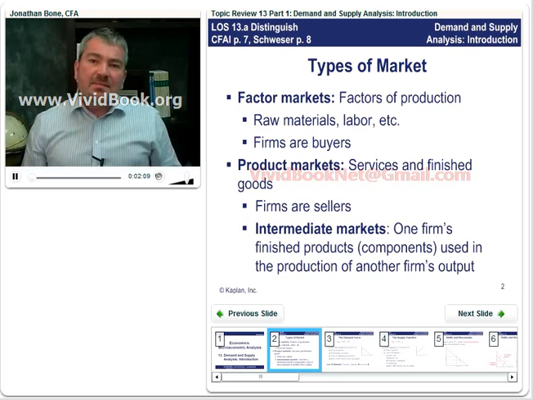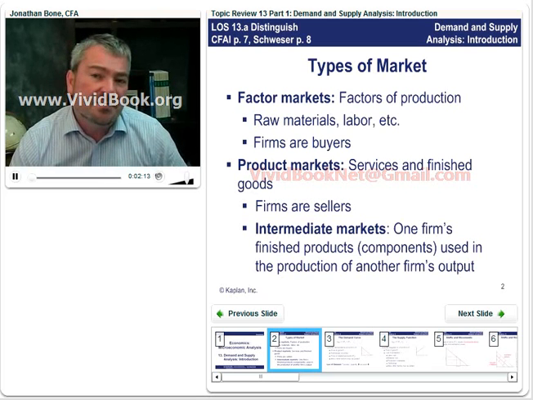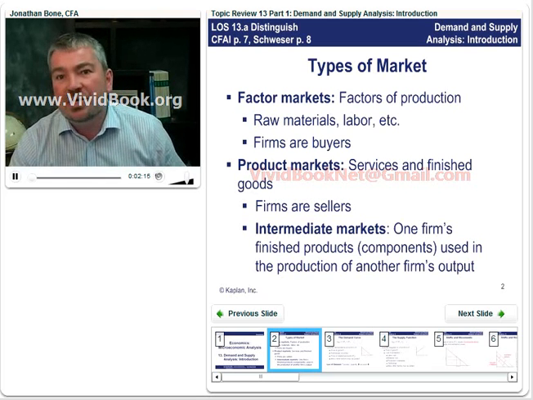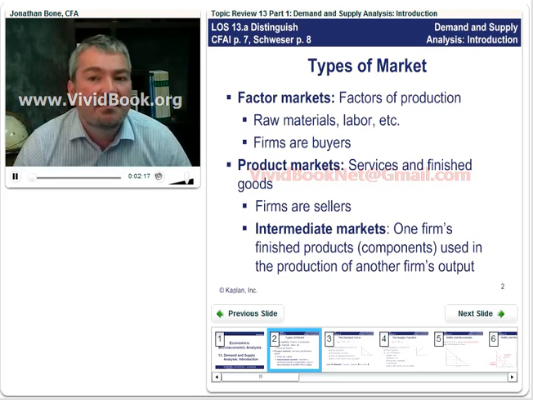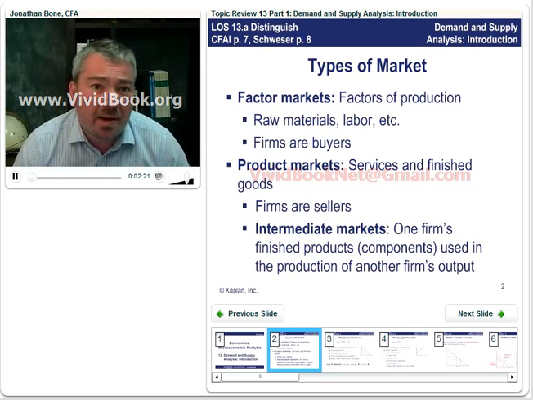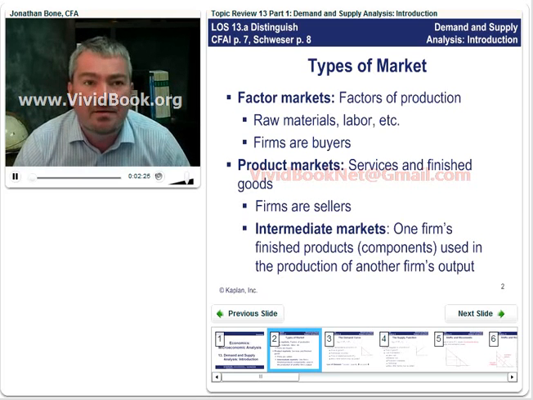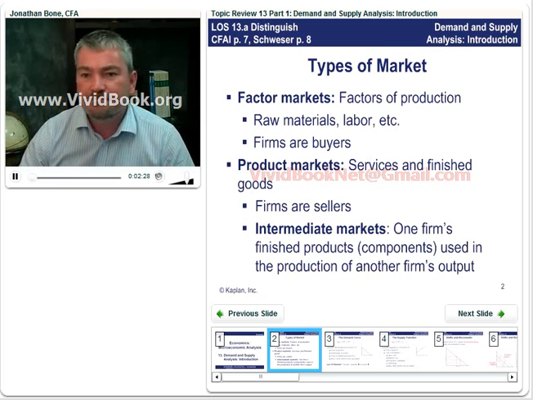Now, we also have intermediate markets. And of course, this is just the situation where one firm's finished product is used in the production, i.e. as a factor of production, for another firm's output. Okay, now, of course, we're talking about a firm that is producing component elements that go into the production of another firm's goods or services.